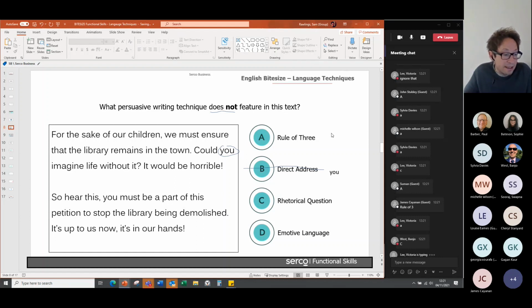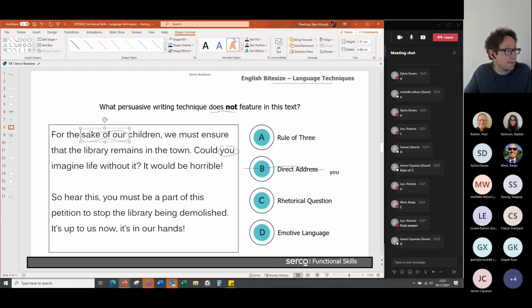Good. I think we're mostly A. Yeah, great. I think everyone is pretty much in agreement. So let's just go through these. So emotive language. Well, we've got this, for the sake of our children. That's pretty emotive. So it's not that one. Is there a rhetorical question? There is. Can you imagine life without it? So it's not this one. So the one that's not in the text is A.